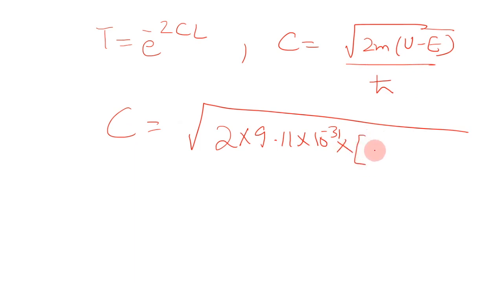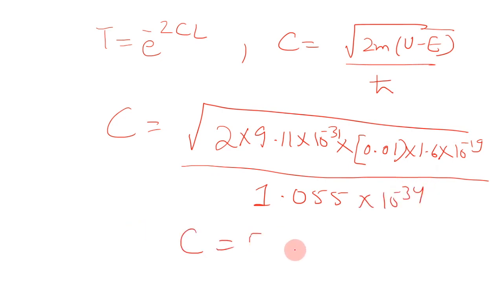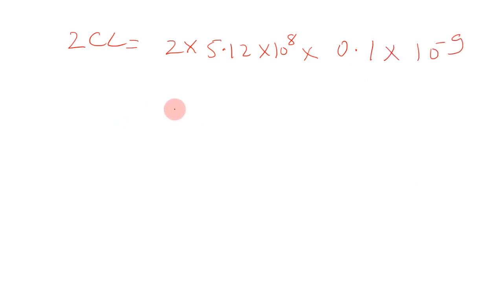We are given that this energy deficit is 0.01 in electron volts. You have to convert it into joules, because we want everything in SI units. Divided by h cut, which we know is 1.055 times 10 to the power minus 34. When you calculate this whole thing, it becomes 5.12 times 10 to the power 8 meter inverse. This is your C. Then 2CL would be equal to 2 times 5.12 times 10 to the power 8 times L. L is 0.1 times 10 to the power minus 9.